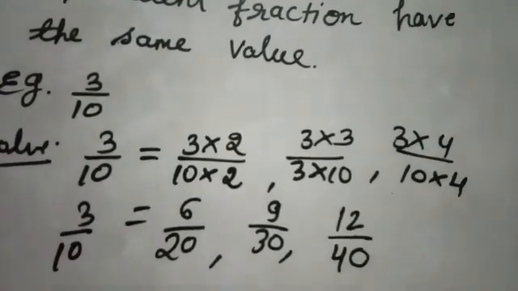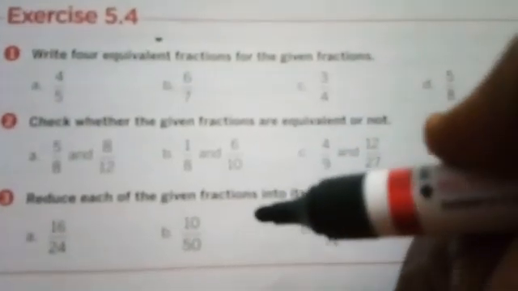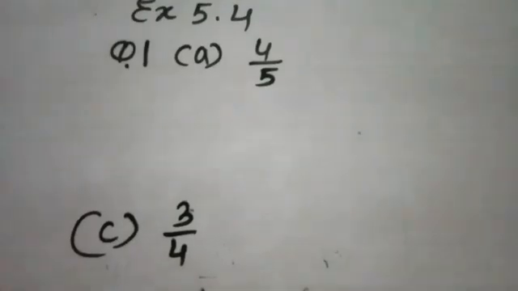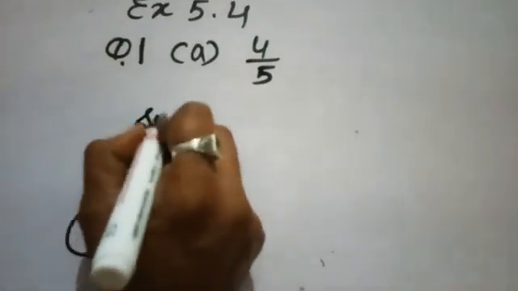Now come to our exercise number 5.4. Look here, this is our exercise number 5.4. Question number 1 is: write 4 equivalent fractions for the given fractions. And the second question is: check whether the given fractions are equivalent or not. This is our question number 1. 4 equivalent fractions we have to find out here.